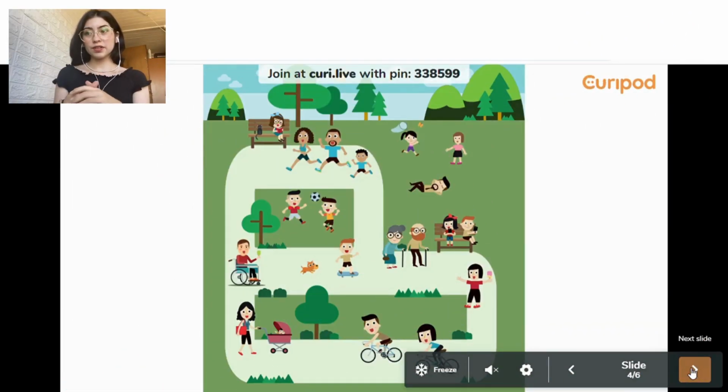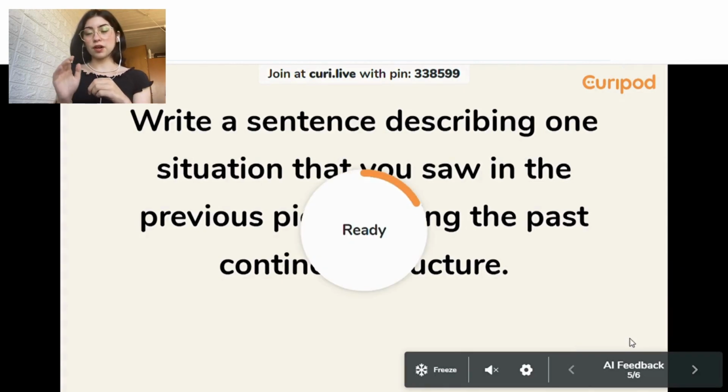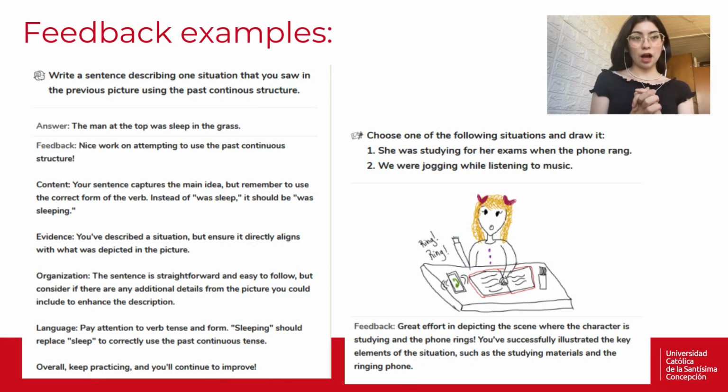Once you begin with your lesson, you just change the slides, and for each activity you have the option to set a timer so students complete the task in a specific time. When the time is up, you click on providing instant feedback, so each student will receive their feedback. Additionally, all the answers will appear on the board so you can share them with the whole class.